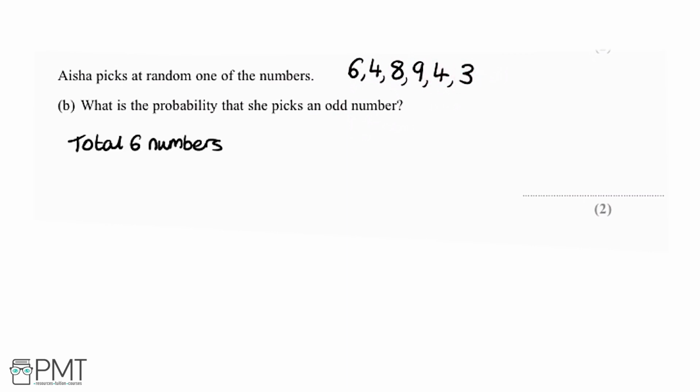And how many of those are odd? So is this one odd? Nope, nope, nope. Yes, no, yes. So only 2 of the numbers are odd. We've got 9 and 3. So we've got 6 numbers in total with 2 of them being odd. So the probability that she picks an odd number, she's got a 2 in 6 chance. So we're going to write it like a fraction like that. And if we get that correct answer there, we get 2 marks.